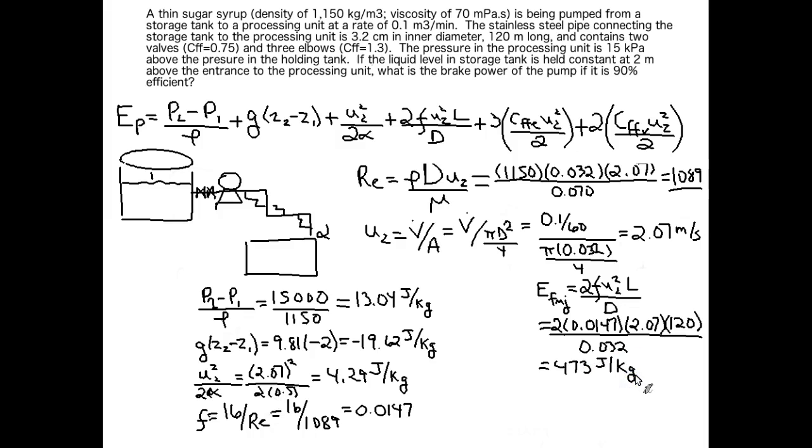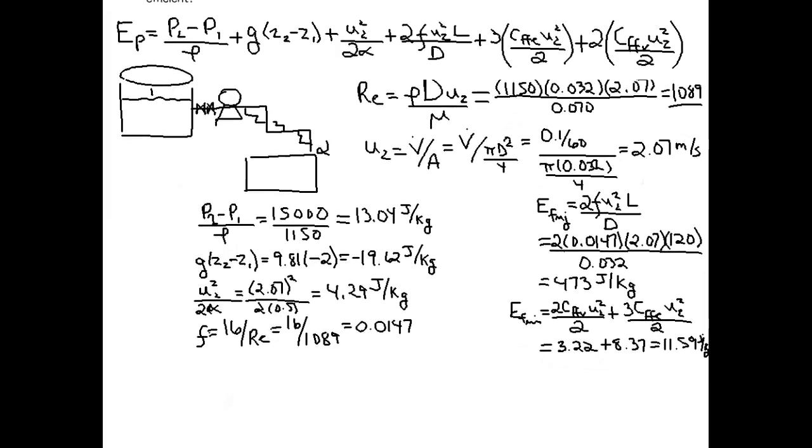And our energy for our major friction losses is 473 joules per kilogram. And if that looks big in comparison to the other terms, it's because it is. Friction is a major power drain on fluid flow. Let's do the minor. Okay, and our minor losses are a lot smaller than our major losses, which is good. That's what we expect.